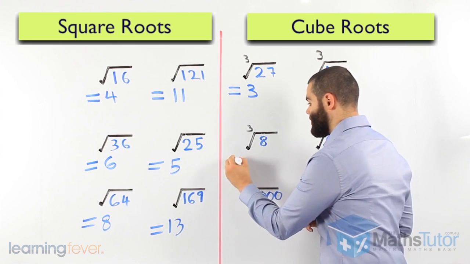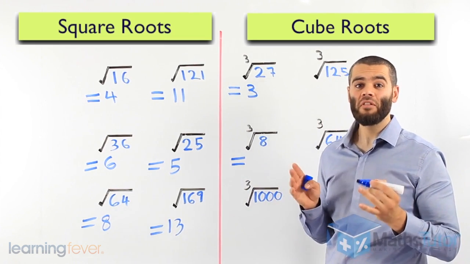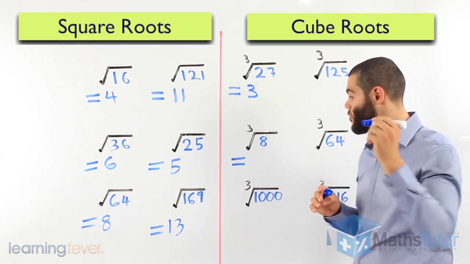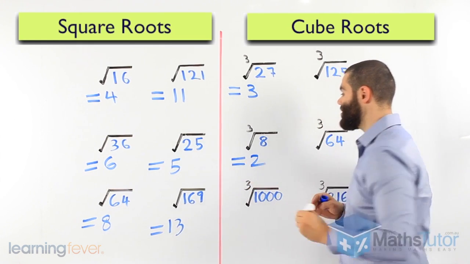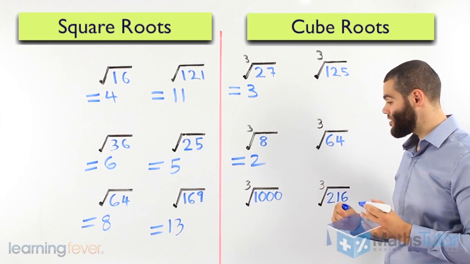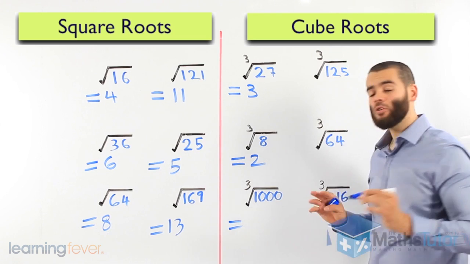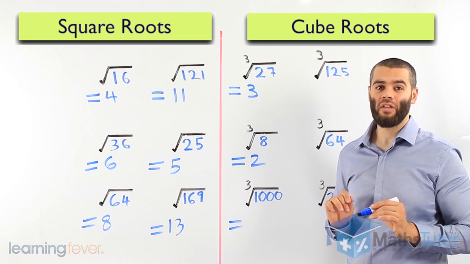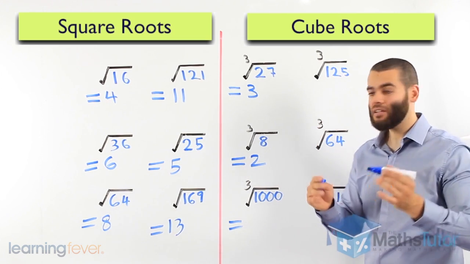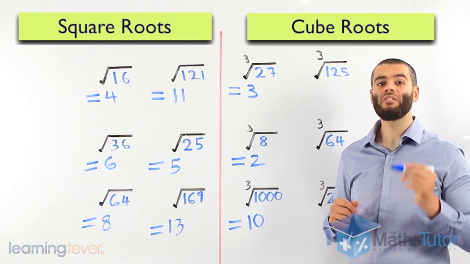The cube root of 8. What number multiplies itself 3 times to get 8? What do you think? 2 times 2 times 2. So the cube root of 8 is 2. 2 times 2 is 4. 4 times 2 is 8. The cube root of 1,000. Wow, large number, but not to worry. If you know your times tables, you won't have a problem. What number multiplies itself 3 times to make 1,000? 10. 10 times 10 is 100, times another 10 is 1,000, so the cube root of 1,000 is 10.